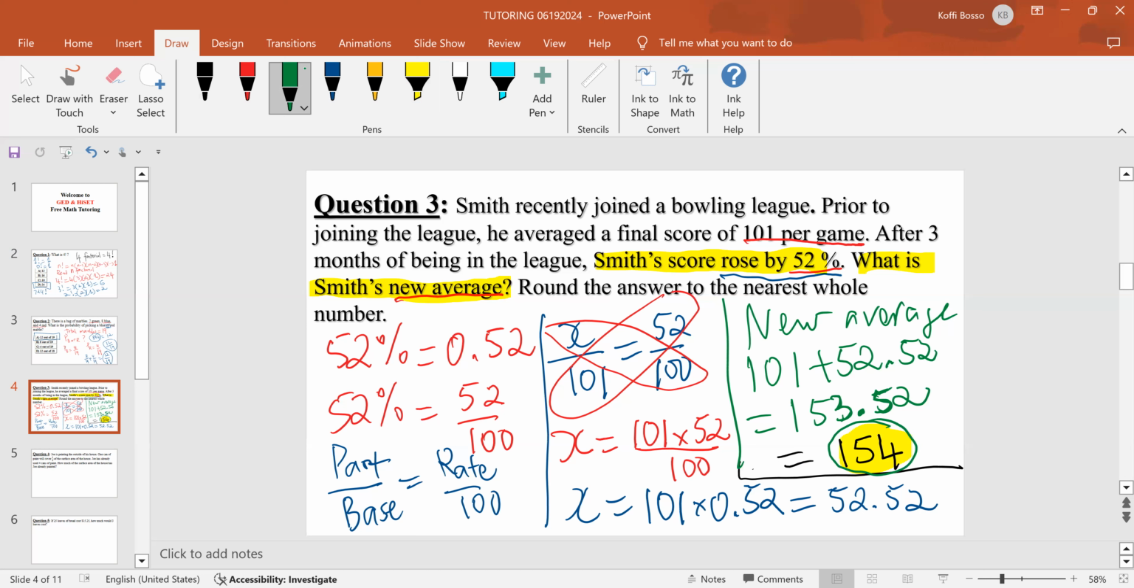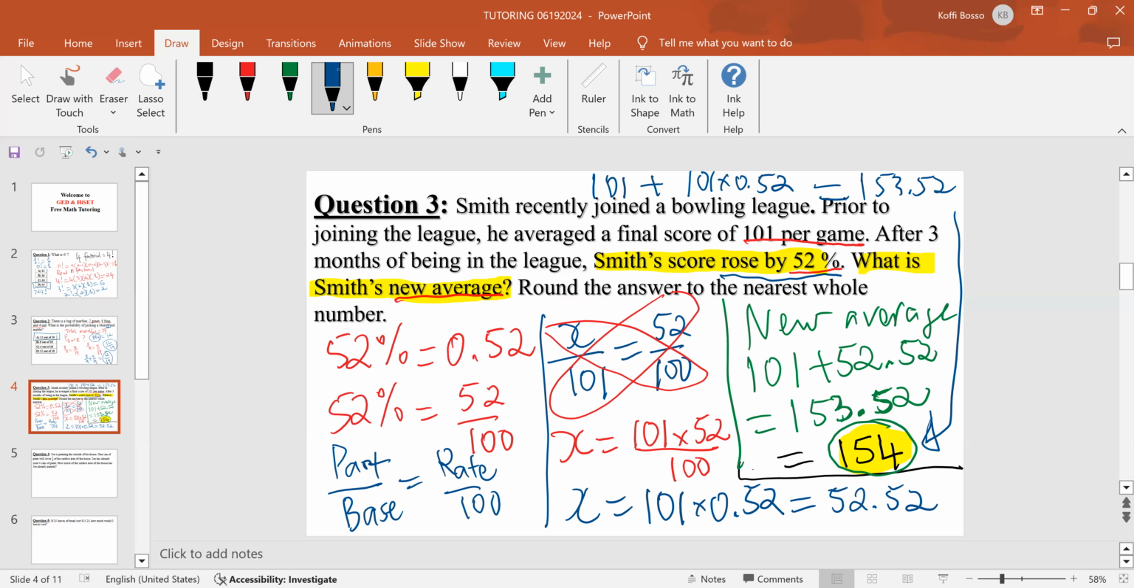Like I said, we don't need to do all of this. A person could take 101 plus the same 101 multiplied by 0.52, and they get it directly, 153.52, and they round it. Sometimes you can use a shortcut to solve the problem, if they don't require you to show work.